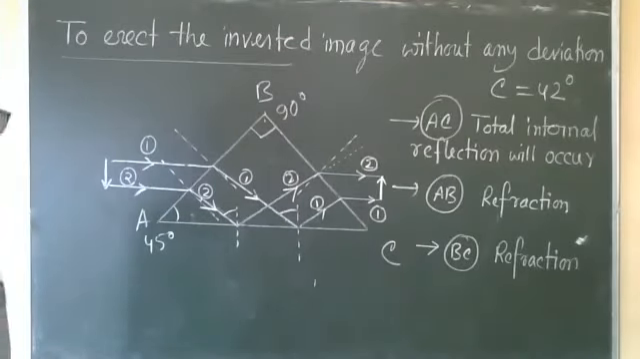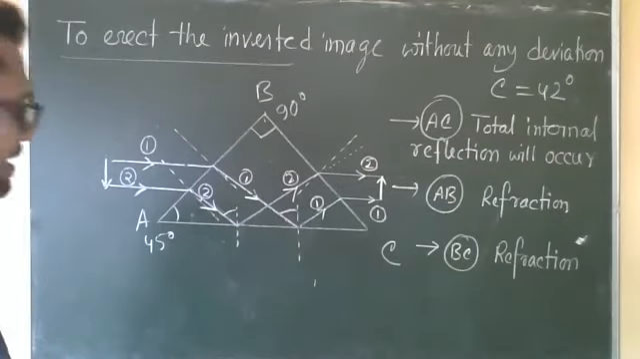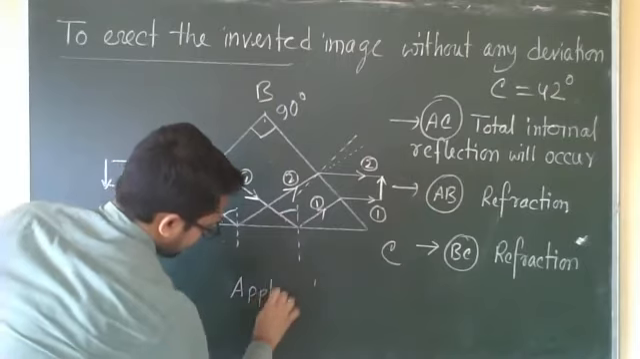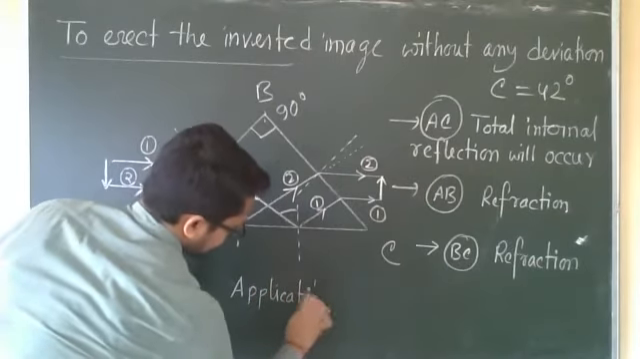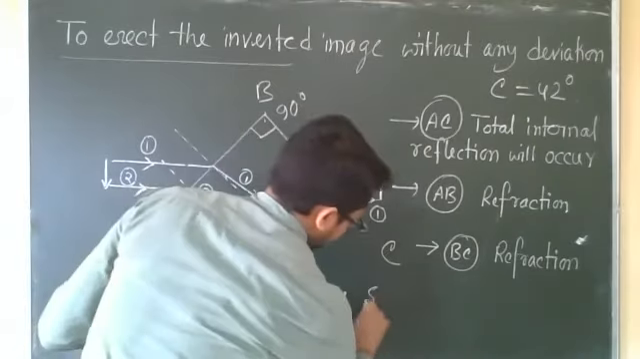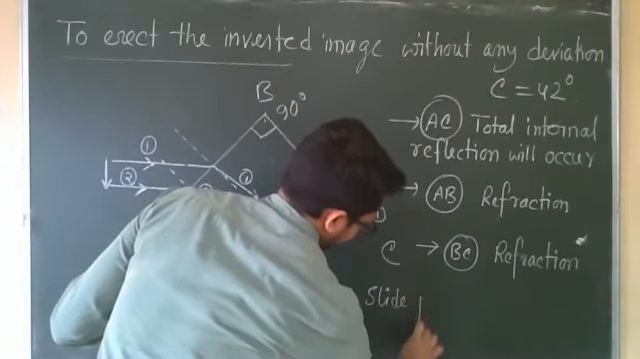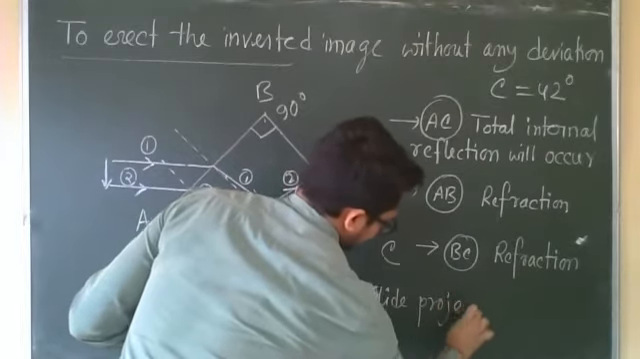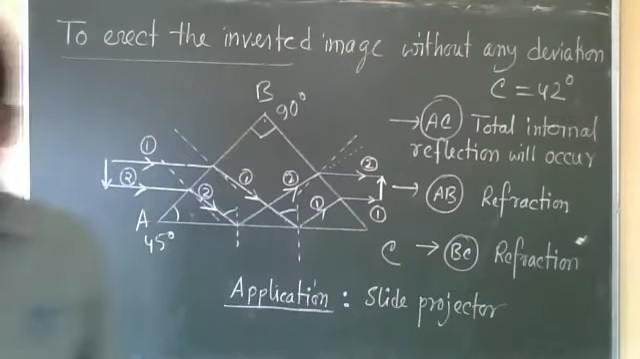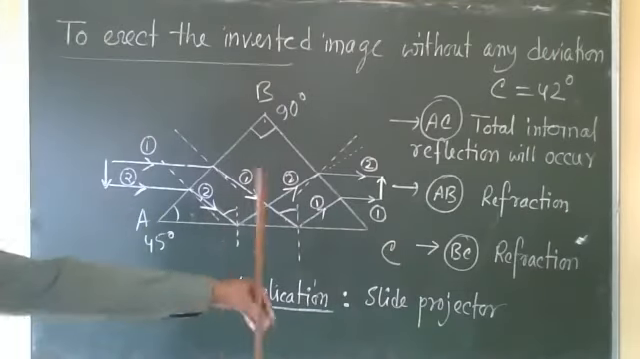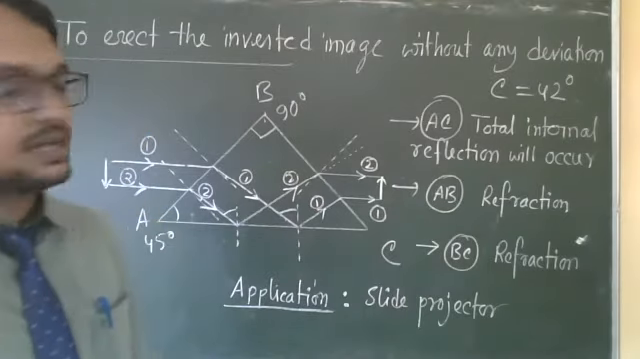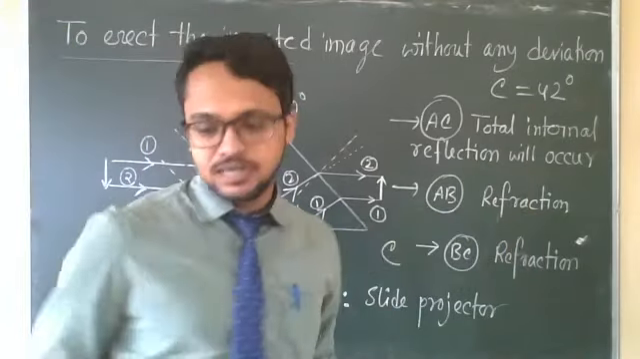So where can we use this one? It is used in slide projector applications. Which one is used in cinema hall? Okay, this one is used in slide projectors. So these are the two ray diagrams for a right angled isosceles prism, for which the critical angle is 40 degrees.